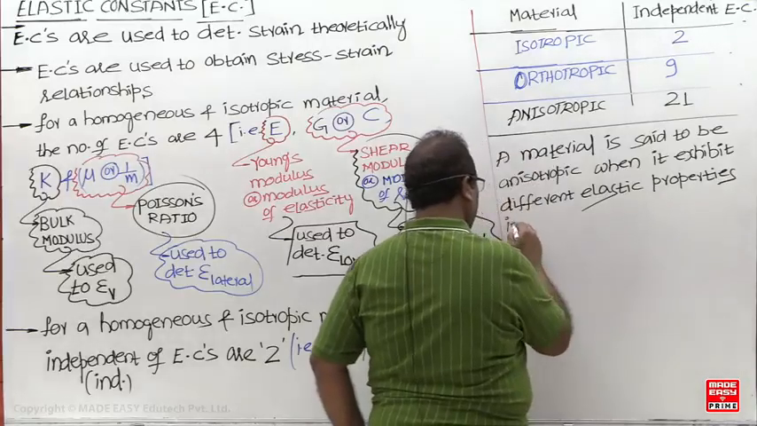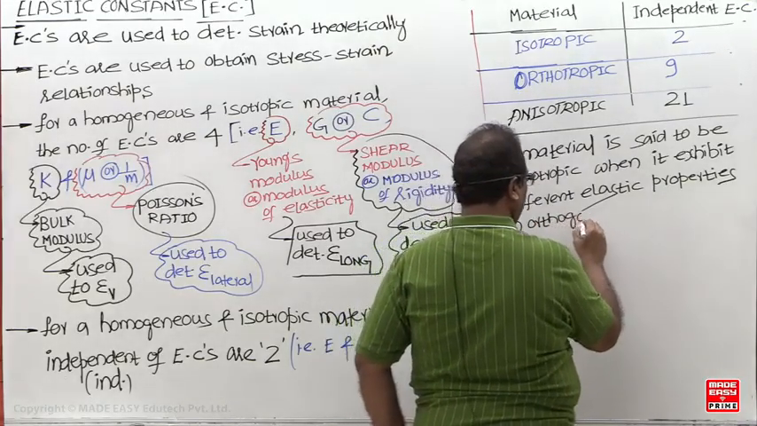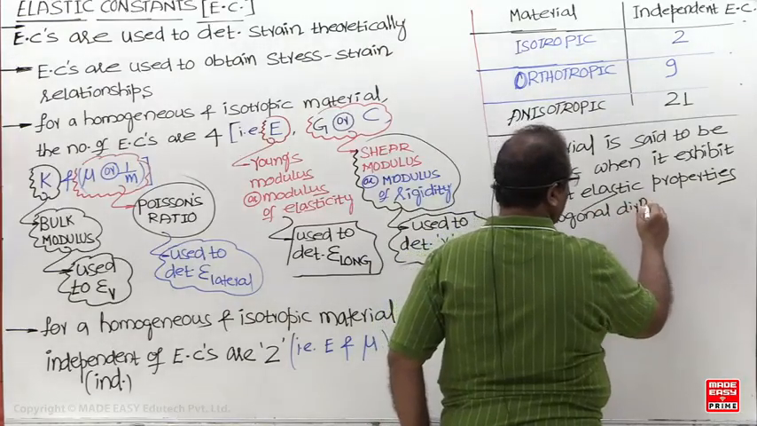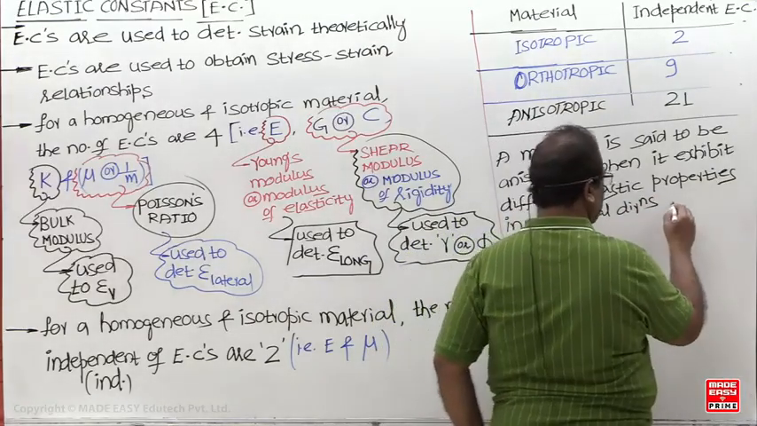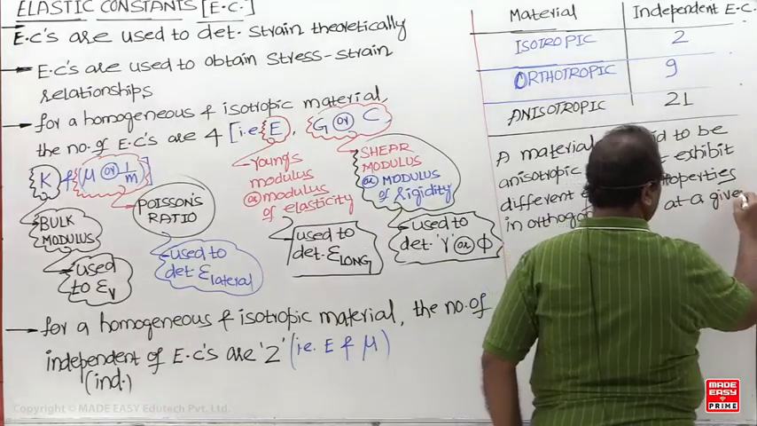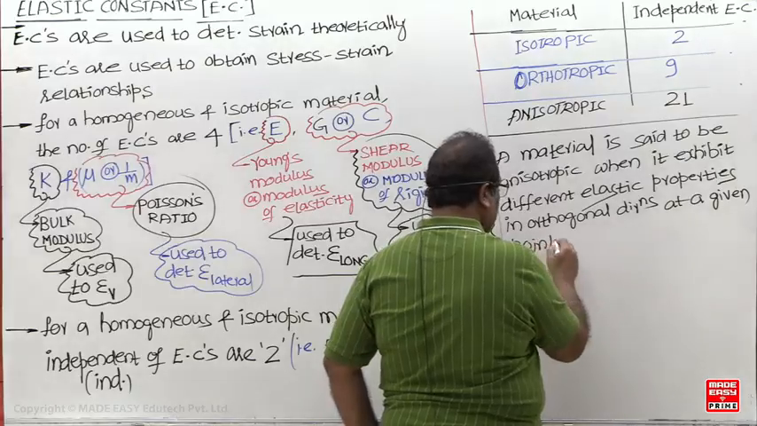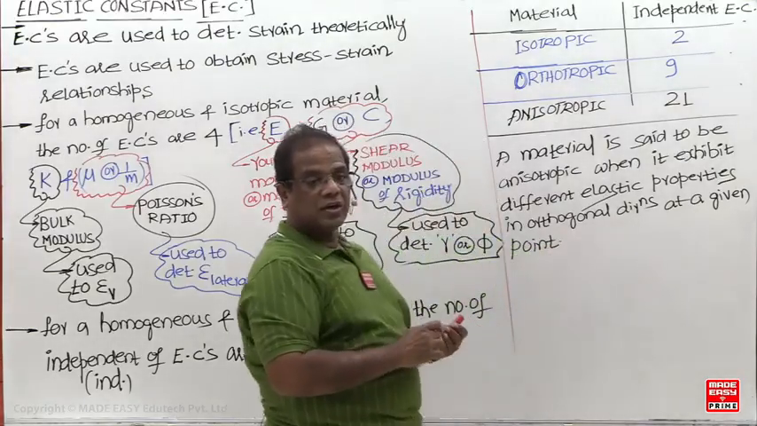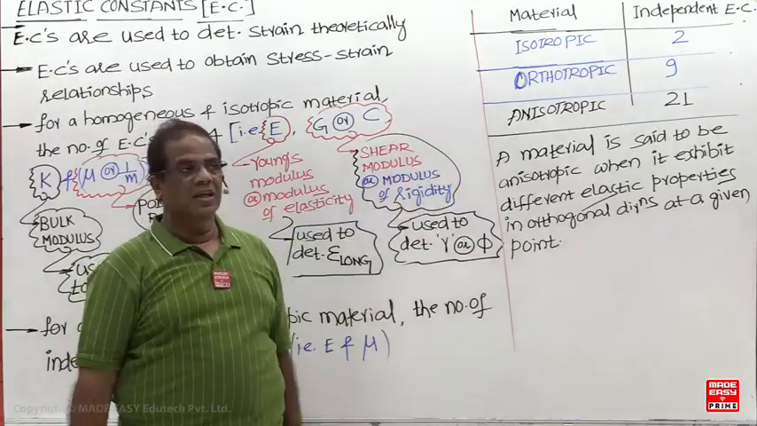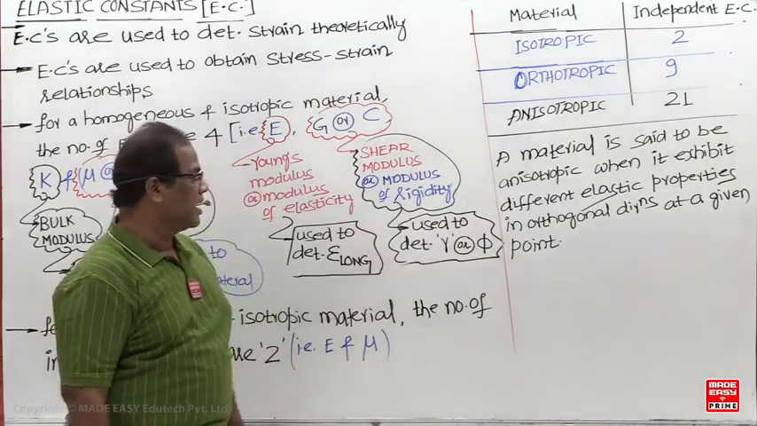in orthogonal, meaning mutually perpendicular, directions at a given point. In anisotropic, what you studied, properties change from direction to direction, but here properties change in orthogonal, mutually perpendicular directions.